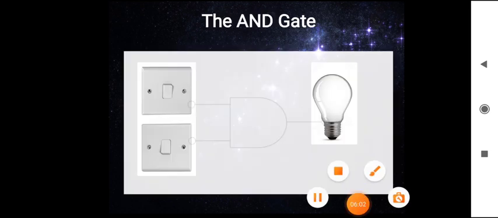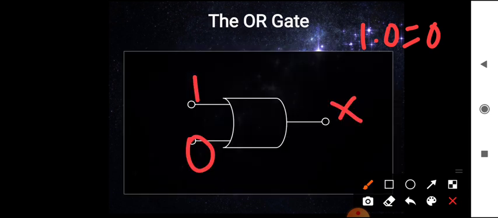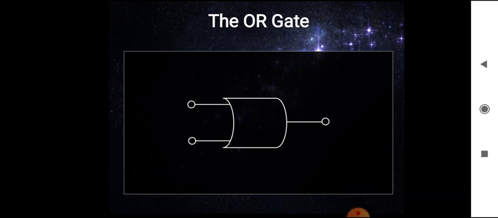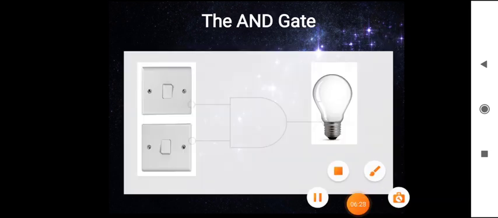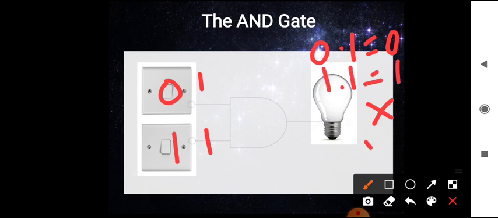I will explain the truth table. See here, suppose I am taking 1 and 0. We know that 1 dot 0 means 0. That means the output will not be there. Similarly, suppose I am taking 0, 1. Then 0 dot 1 means 0. There is no output. Again, suppose I am taking 1 and 1. 1 dot 1 means 1. That means there is output.